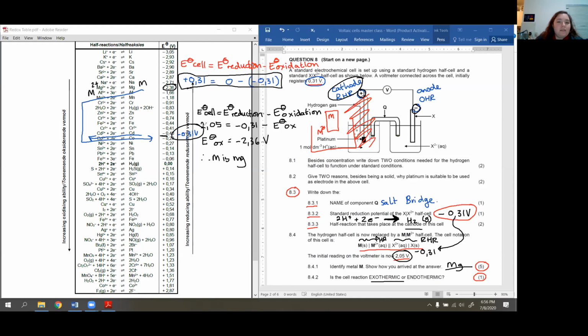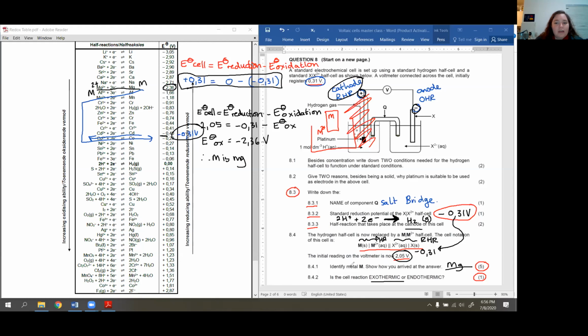Then I worked out that 2,05, this came across and became plus 0.31, had 2,36 on that side, but that was negative E theta ox. So I divided both sides by the negative, and I got my oxidation half reaction's cell potential was negative 2,36 volts. Then I looked at the table and I could see that there was a value of negative 2,36 volts. That means that my answer is magnesium.